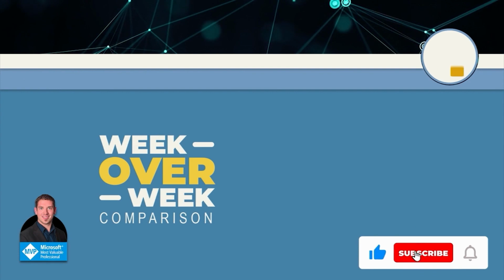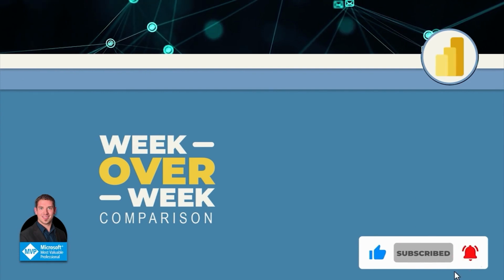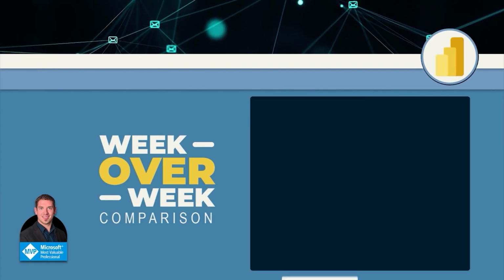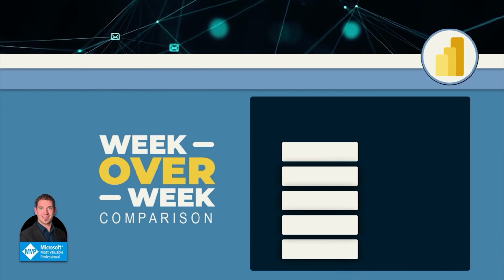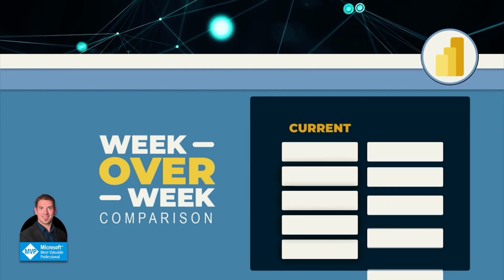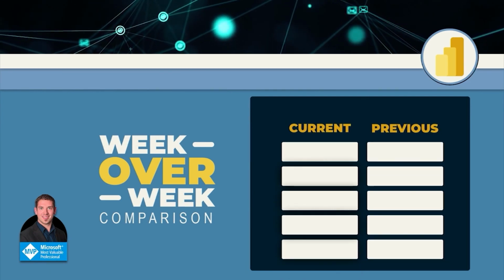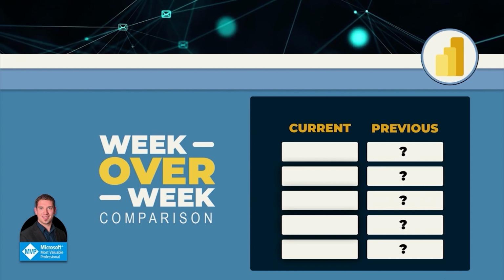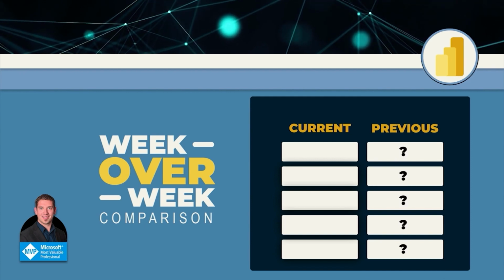Week-over-week comparisons are quite a standard scenario in Power BI. And in general, what you want to do is get the value of your current week and compare it to the value of the previous week. Now, the question is, how do you get the value of the previous week?